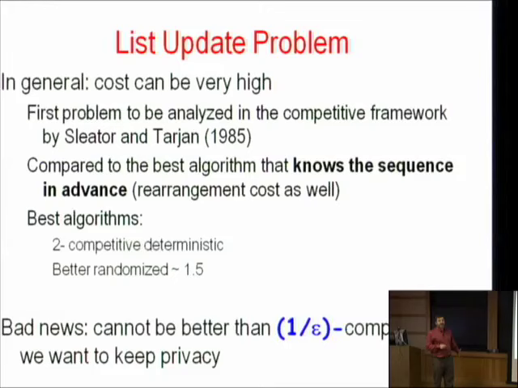So this is a very famous problem because it's the first problem which was analyzed in the competitive framework. There, you compare it to the best algorithm that knows the thing in advance, but of course you do have to charge for rearrangement. The competitive lower bounds hold even if you have rearrangement for free, but of course the offline algorithm has to pay for rearrangements. Otherwise, you have zero cost. Anyway, the best you can do is some constant: for deterministic it's two-competitive, and for randomized there are upper and lower bounds roughly around 1.5.